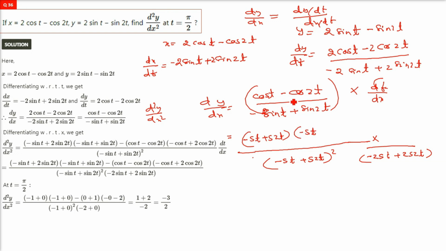Now we have to differentiate cos t minus cos 2t. Cos t is minus sin t. Minus minus becomes plus. So cos 2t is minus sin 2t, which with the minus sign became plus, and then differentiation of 2t will be 2. So this will be 2 sin 2t.